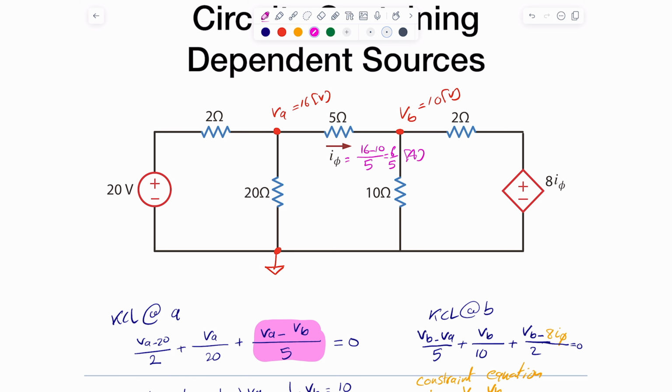What about this current in here? We can figure out what this current is. Let's call it I2. Well, I2 is just simply VB, which is 10, minus 8 I phi, which I just computed, which is 6 divided by 5, all divided by 2. And that will be the current.